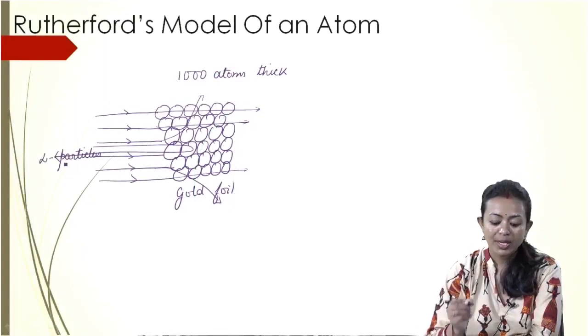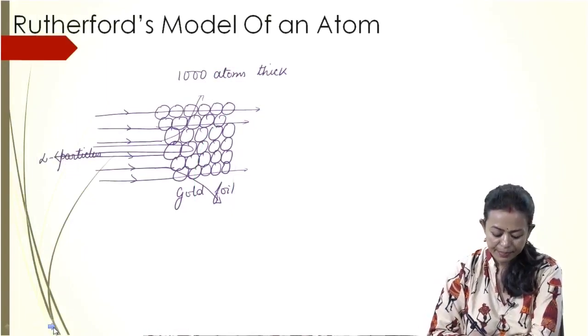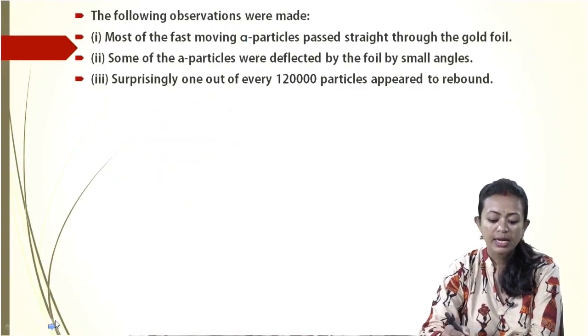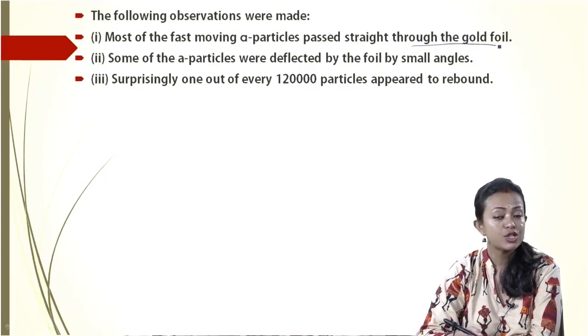However, we know that the atom is very stable. Rutherford's model cannot explain this stability. So he had three observations. The first observation is that most of the fast moving alpha particles passed straight through the gold foil. That is, they did not show any deflection.